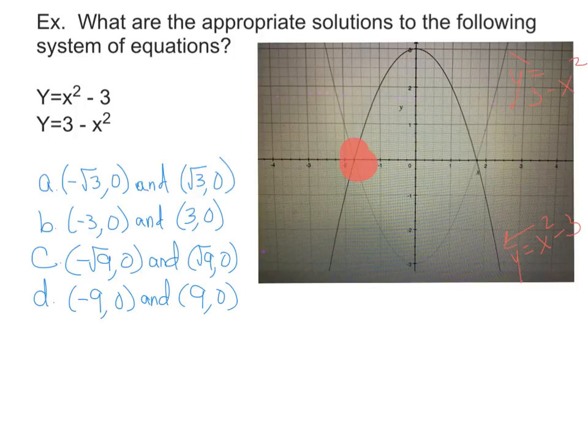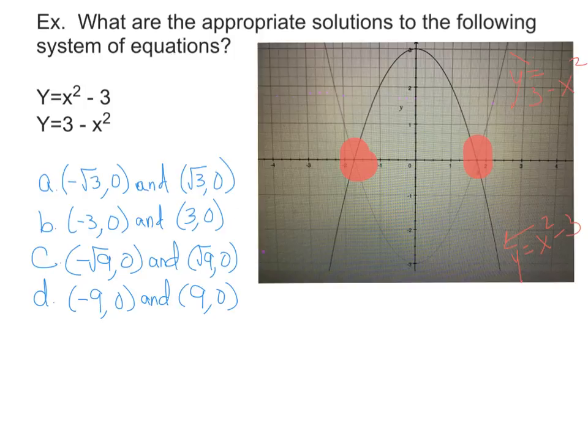Right here is a point where they cross, and right here is a point where they cross, or the systems, that's their solutions, where they're meeting up. So I know that that's not negative 3 and positive 3, because negative 3 is over here, positive 3 is over here. So I could eliminate that.